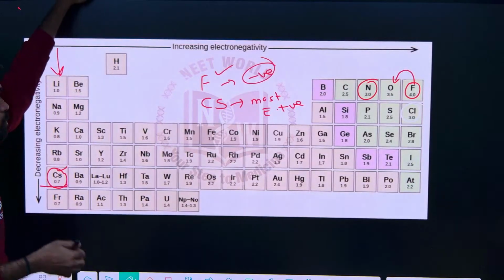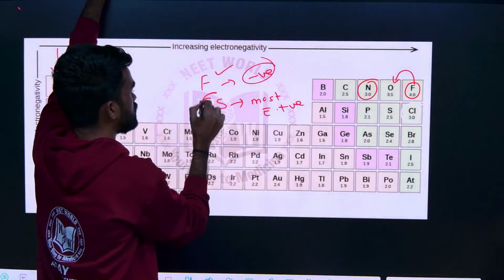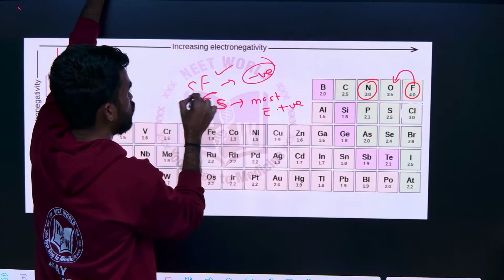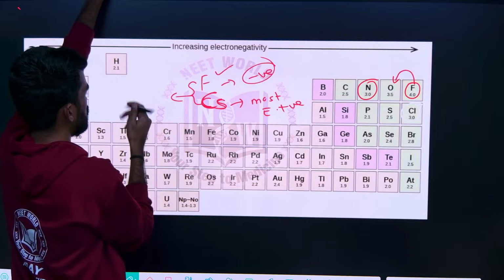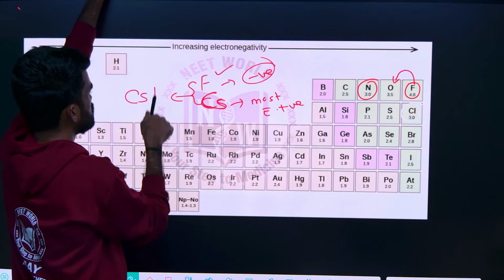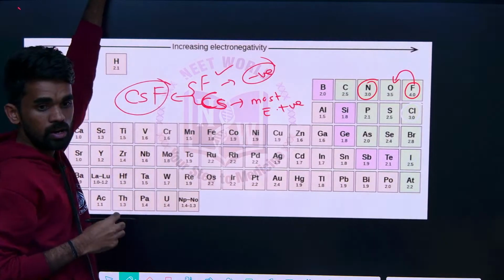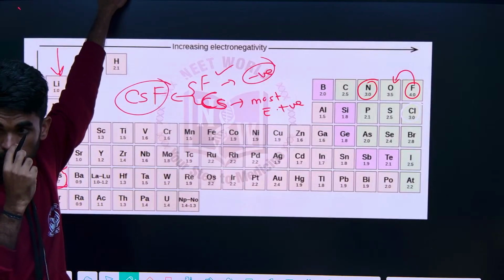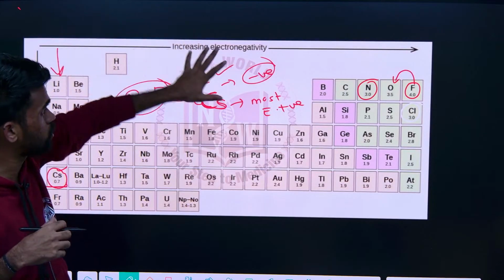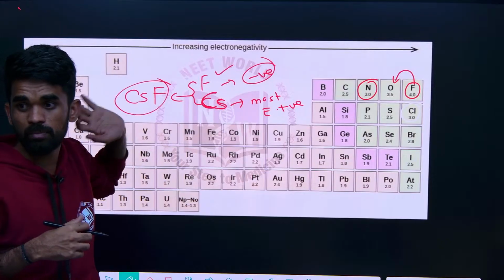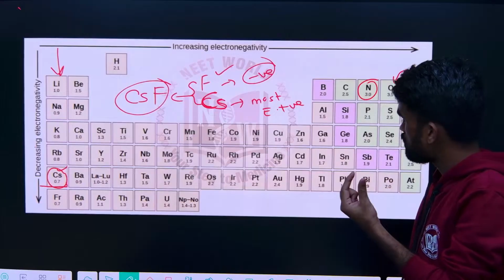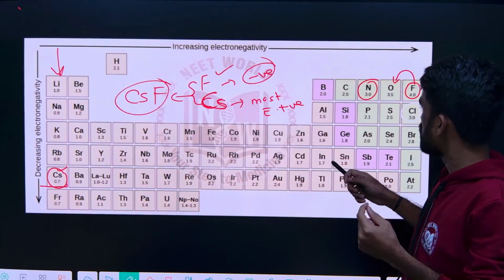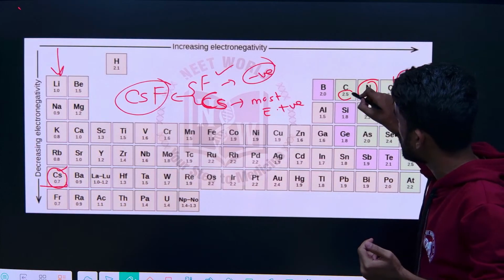Clear? The compound formed from cesium and fluorine is highly ionic. So I can write cesium fluoride. This is a strong ionic compound, because the electronegativity difference is more, so it will be more ionic in nature. Clear? So now in the exam, they will also ask questions based on electronegativity values.